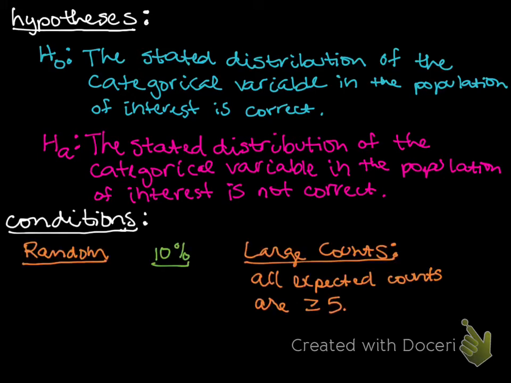The conditions. Random. 10%. Those are the same as they have been. What changes is the normal condition. We no longer have a normal condition. We just have all expected counts are greater than or equal to 5. It's not 10 or 30, it's 5.